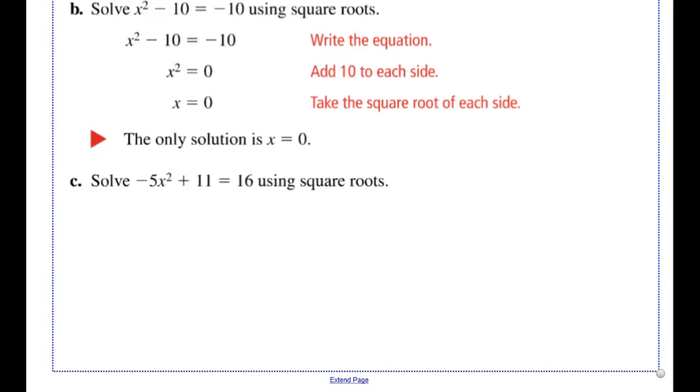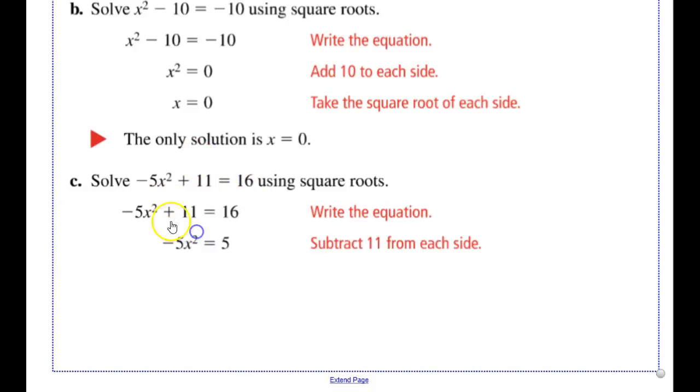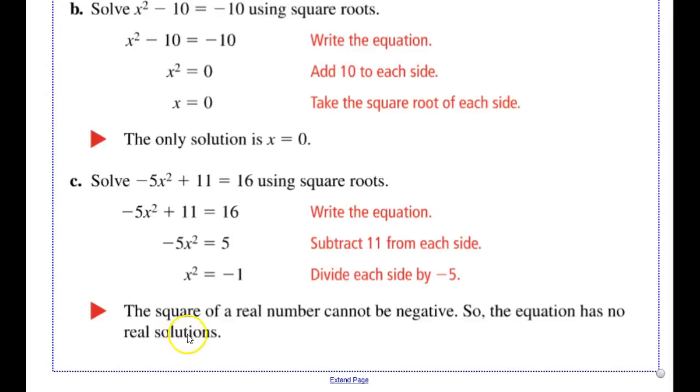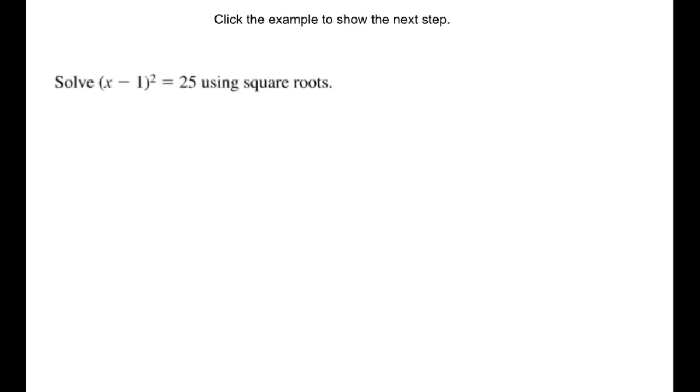Now let's look at part C. So we're going to solve this quadratic using square roots. So I write my equation. I'm trying to isolate my x squared, so I subtract 11 from each side. Then I'm going to divide each side by negative 5. Well, here I've ended up with an x squared equals a negative number, so I know that I have no real solutions. And I don't have to do anything after this. I can just say there's no real solutions.